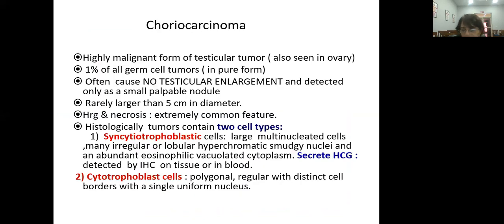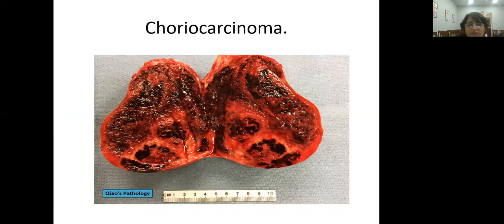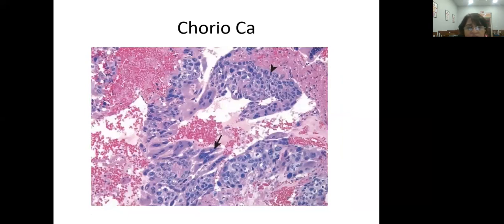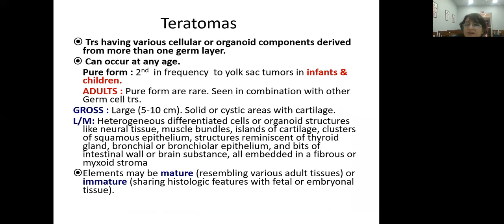Choriocarcinoma. We studied this in the ovary and also in the placenta. This is a choriocarcinoma. It is very hemorrhagic, a dirty hemorrhagic necrotic tumor, and it produces its metastasis in the lungs. It is a very dirty tumor showing syncytiotrophoblast. These are the syncytiotrophoblast giant cells, and these are the cytotrophoblasts. This is the extensive necrosis and hemorrhage seen in a choriocarcinoma, and the arrows point to the presence of the syncytiotrophoblast giants.